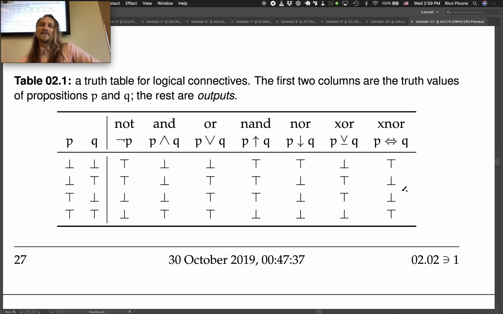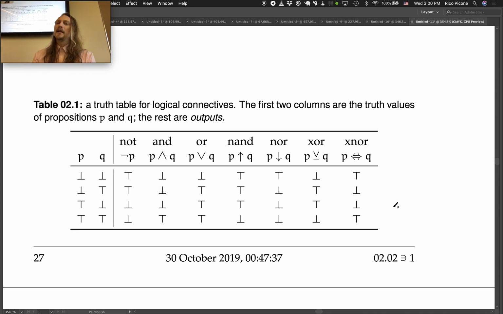Exclusive NOR, yeah, it's the opposite of exclusive OR. Okay, so it could be NEXOR, but it's called XNOR, and it's the opposite of this. So when they're both the same, okay, both false or both true, this comes out to be true. If they're different, then it comes out to be false. And that's XNOR. Okay. Cool.